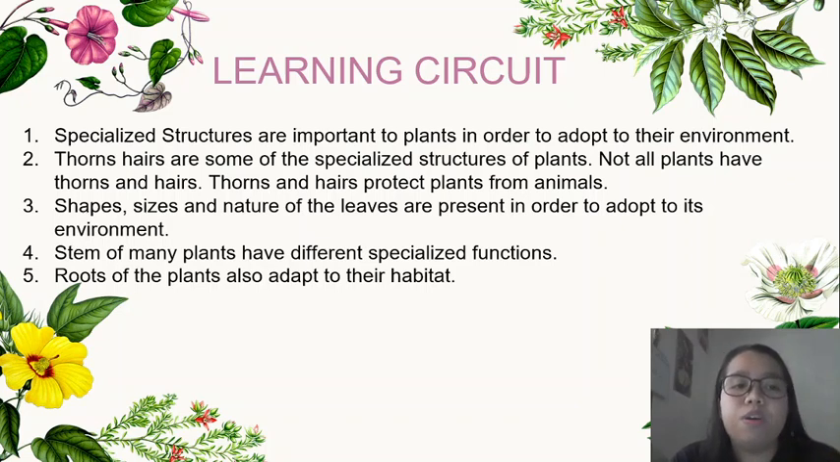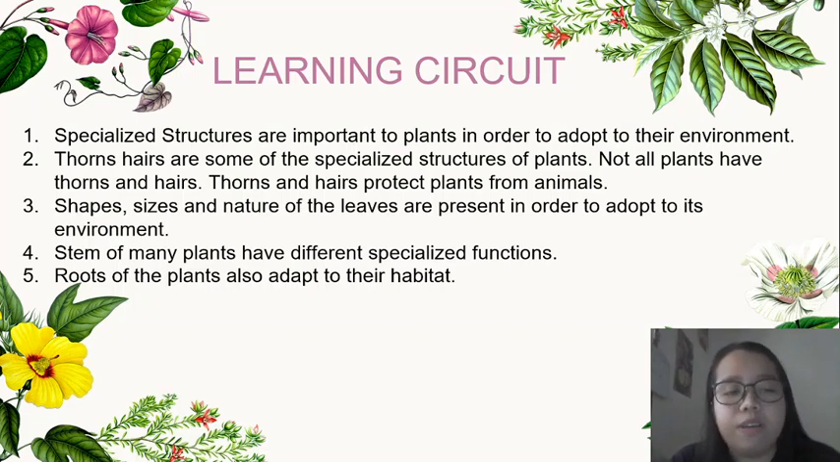Number two, we have thorns and hairs, which are some of the specialized structures of plants. Not all plants have thorns and hairs. Thorns and hairs protect plants from animals. For example, we have roses, with thorns on the stem, and the razor-sharp blades of talahib leaves. That is why talahib is not often eaten, because they have sharp leaves.